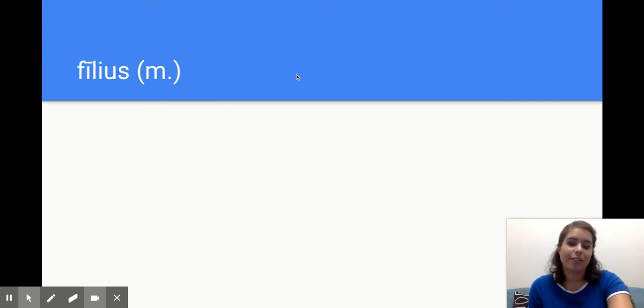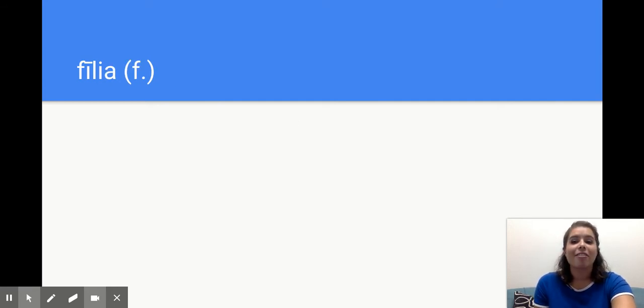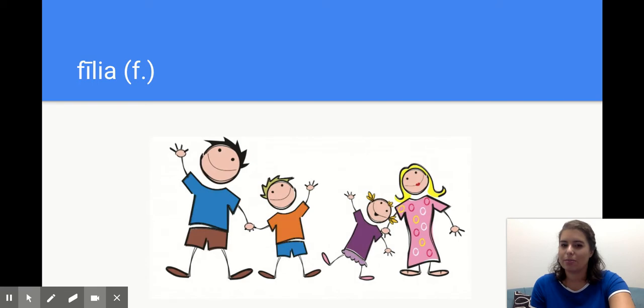Filius. Filius. This is another masculine word. This is our word for son. Filia. Filia. This is a feminine word. It looks quite a bit like filius for son, but it has a different ending and it's feminine. So any guesses what this means? Yes, indeed. This is our word for daughter.